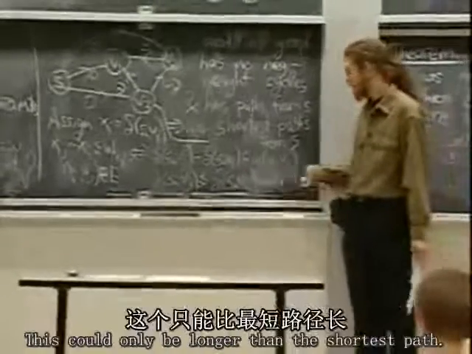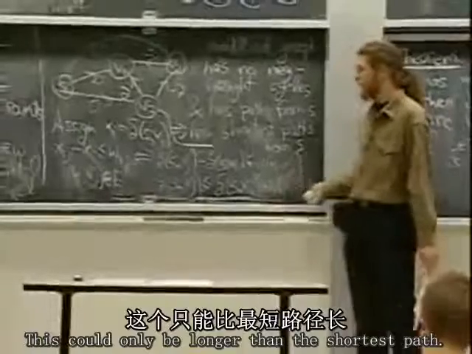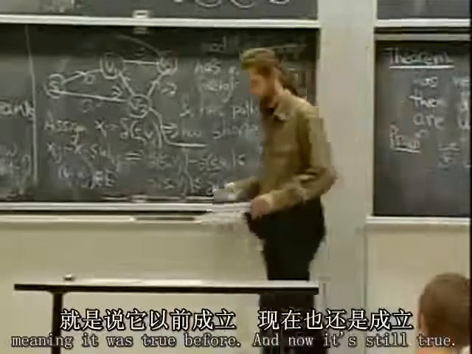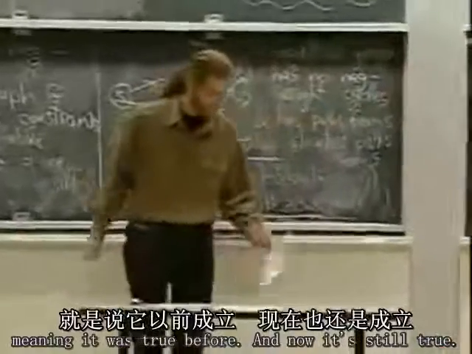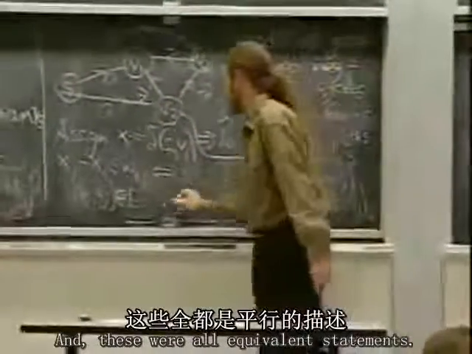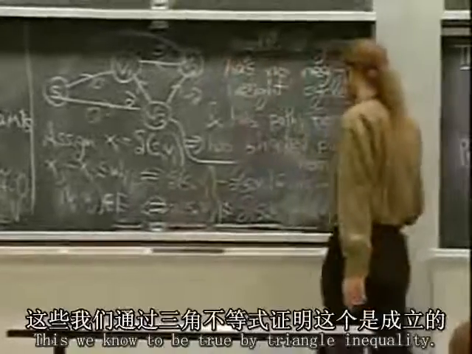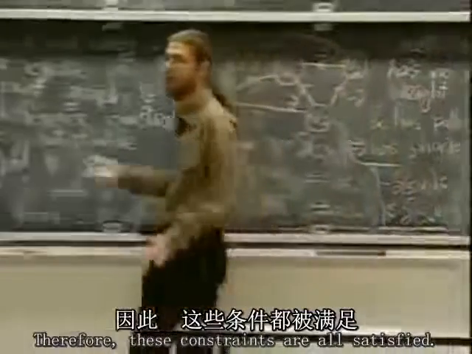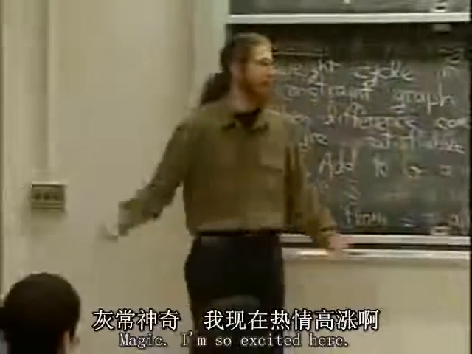This can only be longer than the shortest path, and so that makes the right-hand side bigger, which makes this inequality more true. Okay? Meaning it was true before, and now it's still true. And that proves it. This is true, and these were all equivalent statements. This we know to be true by triangle inequality. Therefore, these constraints are all satisfied. Magic.